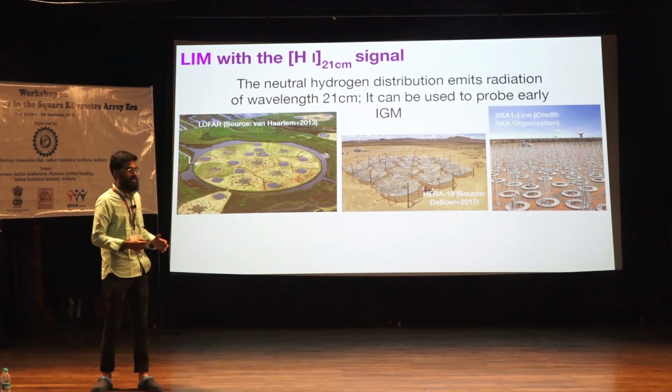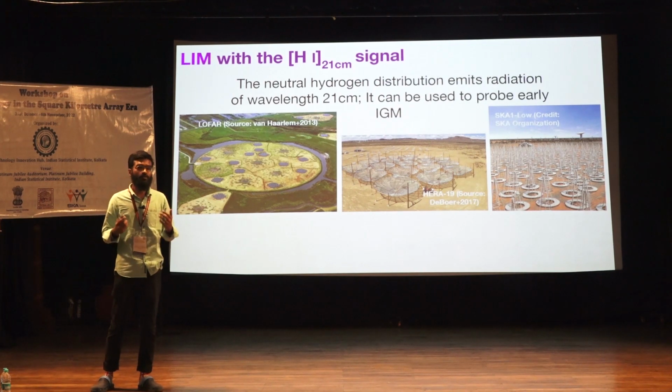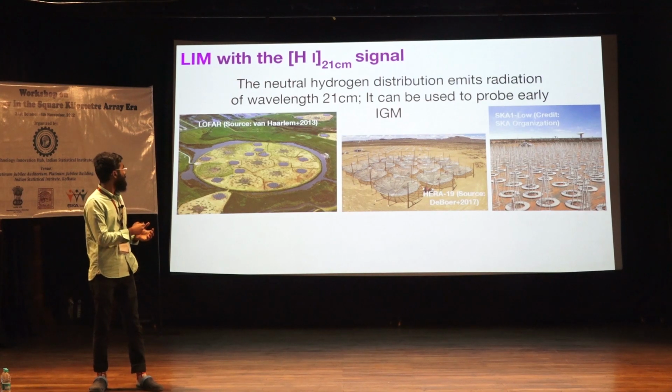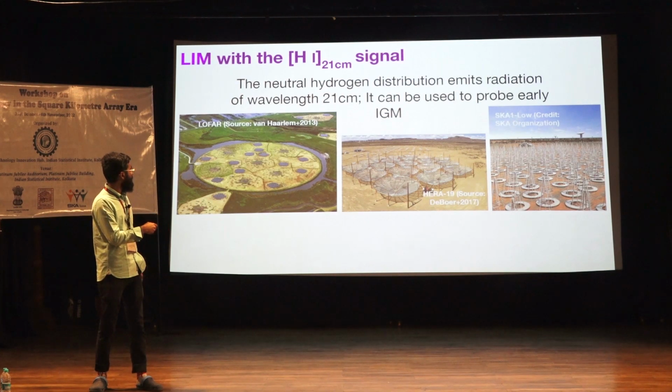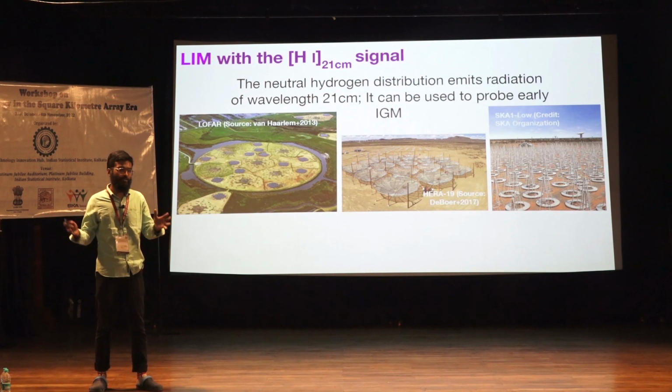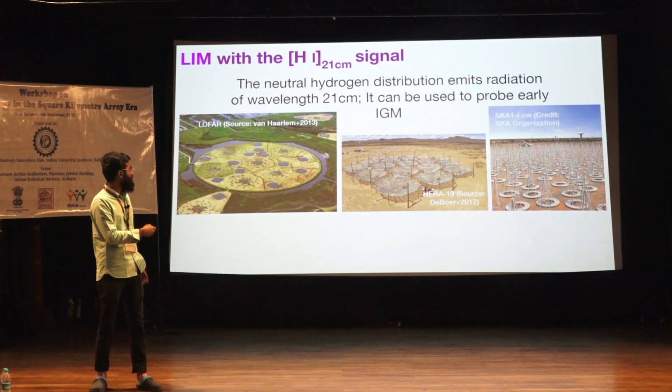Similarly, there are instruments which will target the 21 centimeter signal, which is emitted from the neutral hydrogen distribution in the IGM. So instruments like LOFAR, HERA, and the Square Kilometre Array will target this evolving 21 centimeter signal, and we plan that this can be used to track the evolution of the IGM.